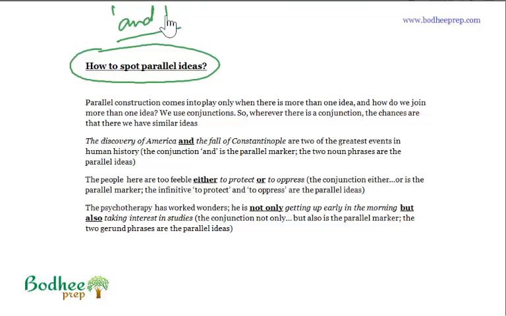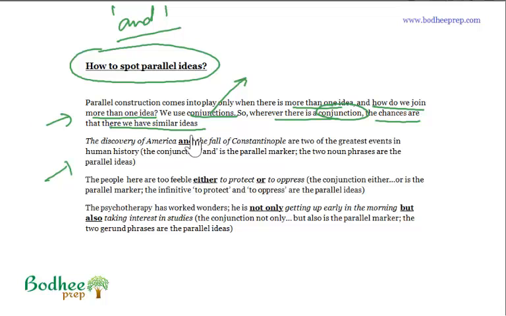So let's go through this kind of examples here. Parallel construction comes into play only when there is more than one idea. And how do we join more than one idea? We use conjunctions. Conjunctions indeed are used to join ideas. So wherever there is a conjunction, the chances are that we have similar ideas. When you spot a conjunction, you are adding, and when you are adding, you can only add similar things. You just cannot add anything and everything. So whenever you see a conjunction, you should become cautious and expect parallel construction. So let's take a few examples.